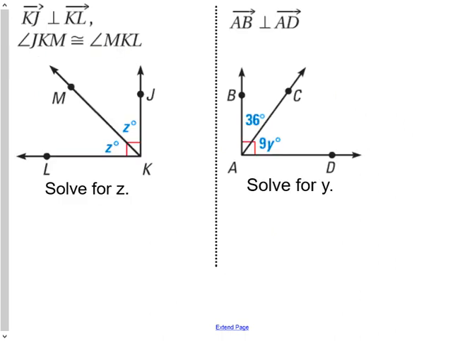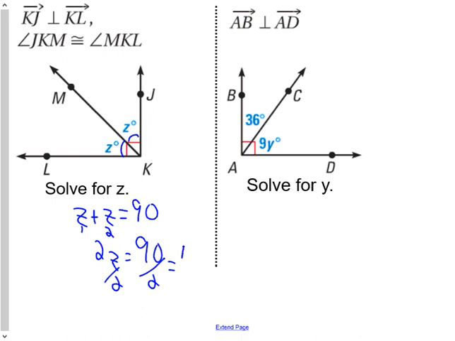One last one: KJ is perpendicular to KL. JKM is congruent to MKL. Solve for z. So we've got these two angles are the same. So we've got z plus another z is 90. So how many z do we have? We've got 1, 2. So 2z equals 90. And then when we divide by 2 on both sides, half of 90 is 45. So z equals 45.